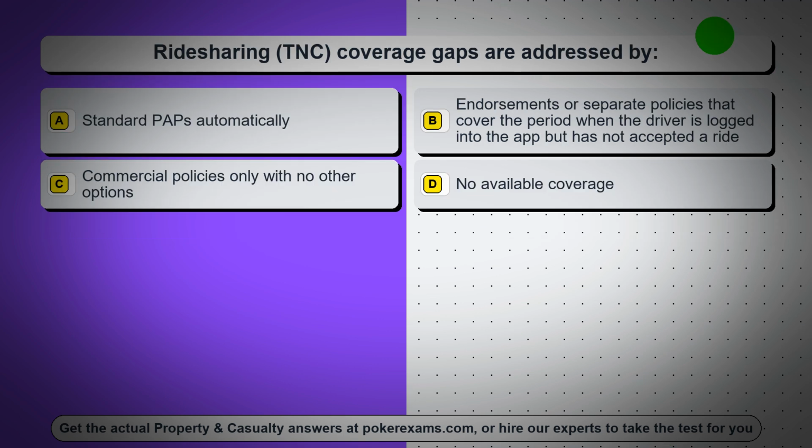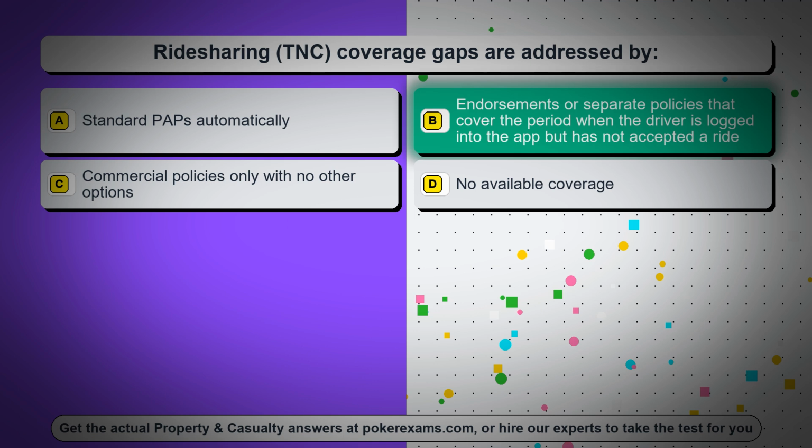Question 11. Ride-sharing, TNC, coverage gaps are addressed by: Option A, standard PAPs automatically. Option B, endorsements or separate policies that cover the period when the driver is logged into the app but has not accepted a ride. Option C, commercial policies only with no other options. Option D, no available coverage.